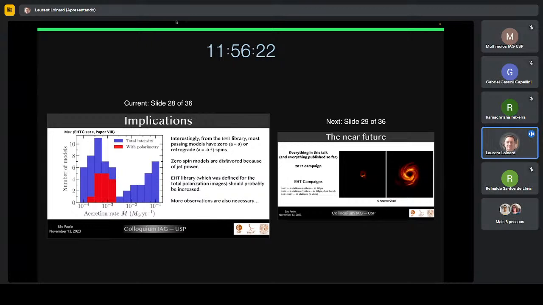So in summary, the integrated light image is mostly sensitive to the presence of a rim and a shadow. Where the emission comes from, how it is produced, has fairly little impact on the rim. But the polarization image is what encodes the physics of the gas around the black hole. And by obtaining this data, we can say more about the characteristics of the black hole. So this is basically my last slide.